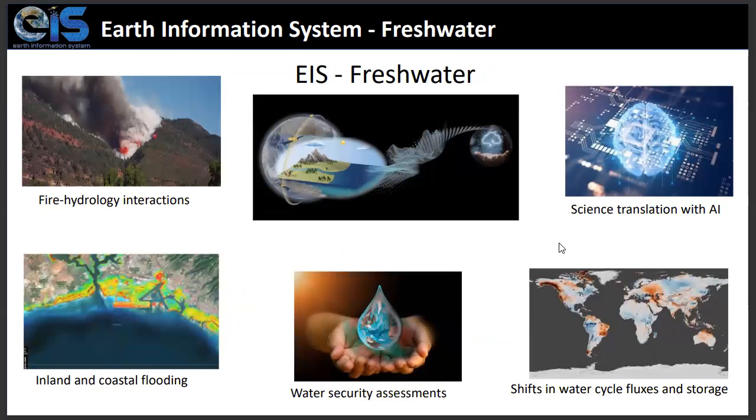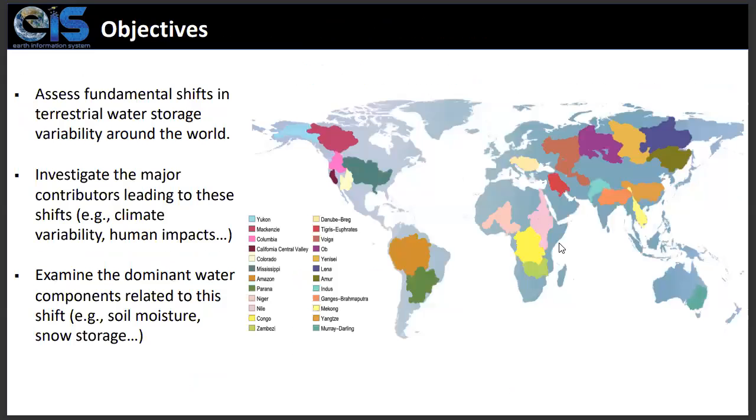The current iteration of the EIS Freshwater project has 5 different components: one focused on fire and hydrology interactions, one focused on coastal flooding, one on water security, which includes water quality, one taking more of a global view on water availability and how that might change throughout the next 100 years, and then one on science translation with AI. So if you can go to the next slide.